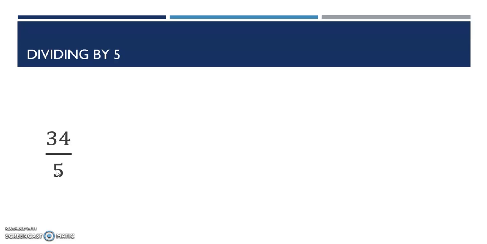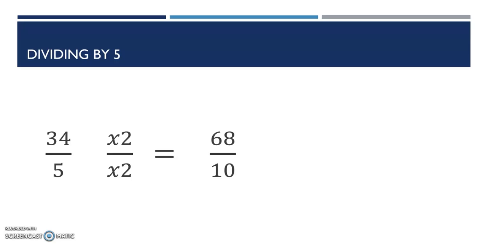So your trick for dividing by 5 here is to multiply both your numerator and your denominator by 2, and this will give you 68 over 10. And you may think, well, this isn't much better. 68 over 10 would be just as tough as 34 over 5.